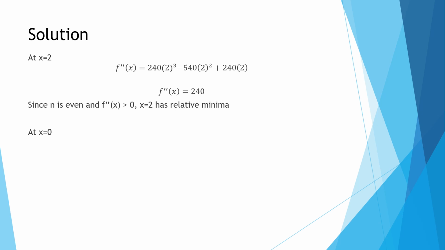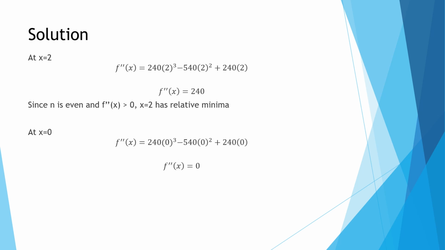If I put x is equal to 0 in the second derivative, what do I get? I get f double dash of x is equal to 240 into 0 cube minus 540 into 0 square plus 240 into 0. So basically 0 cube is 0, 0 square is also 0, and anything you multiply by 0 becomes 0. So therefore, by the second derivative test, f double dash of x at x is equal to 0 is 0.